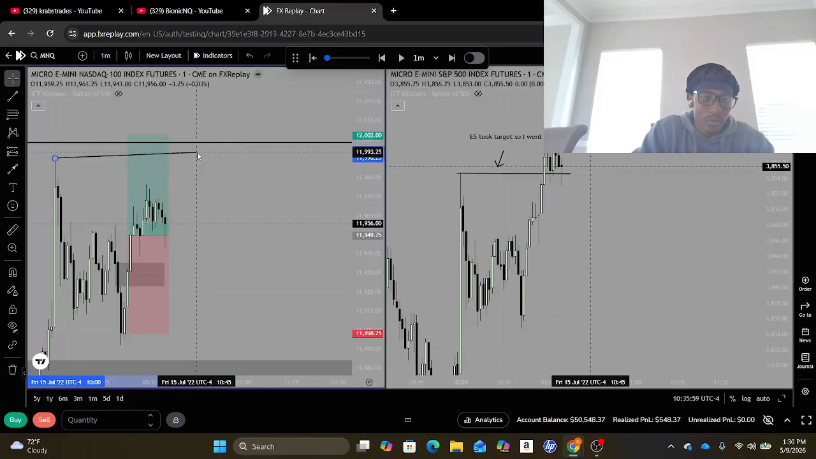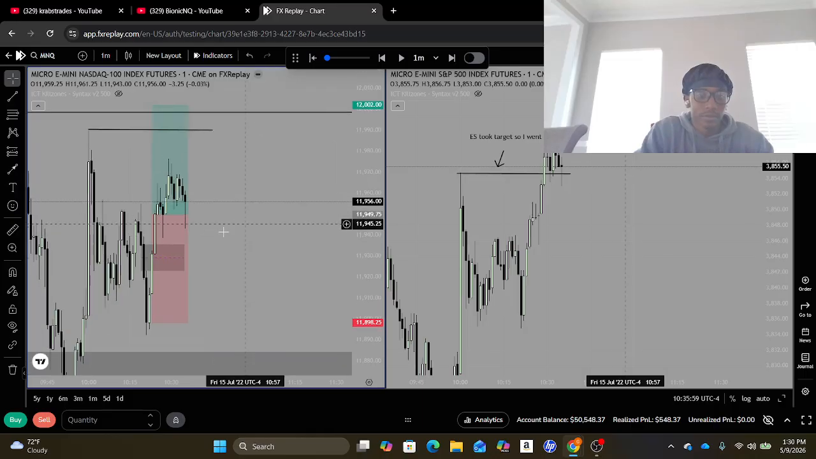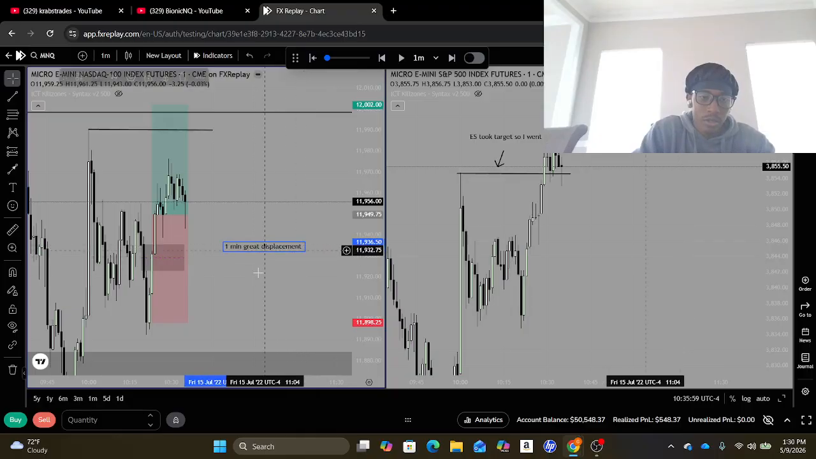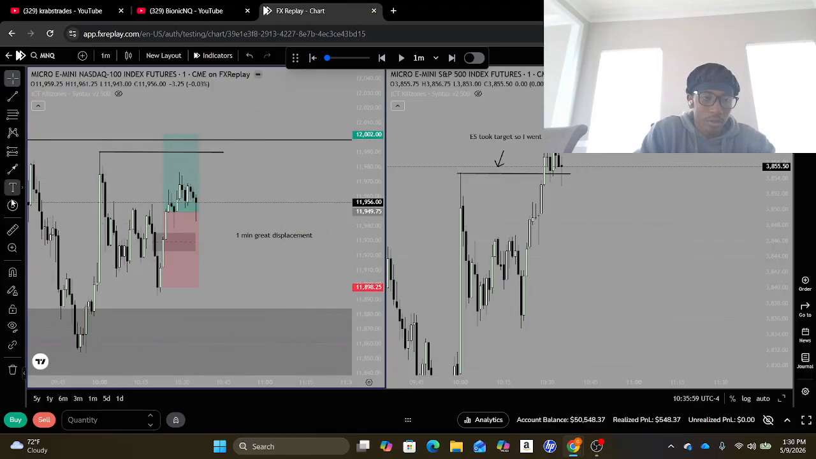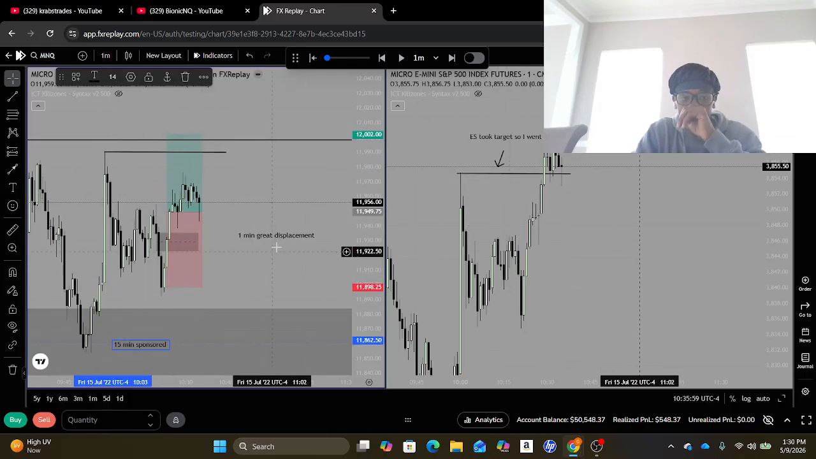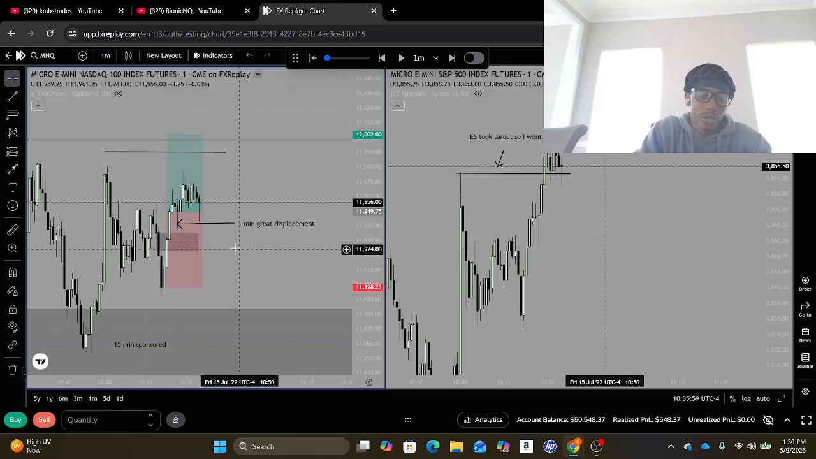So yeah, break even. Let me finish 1 minute. Great displacement. I'm gonna say 15 minutes sponsored. I'm still confused. This could not be a sponsored trade because we did hit this high, but I really like the structure of this trade. That's why I still consider that still sponsored.